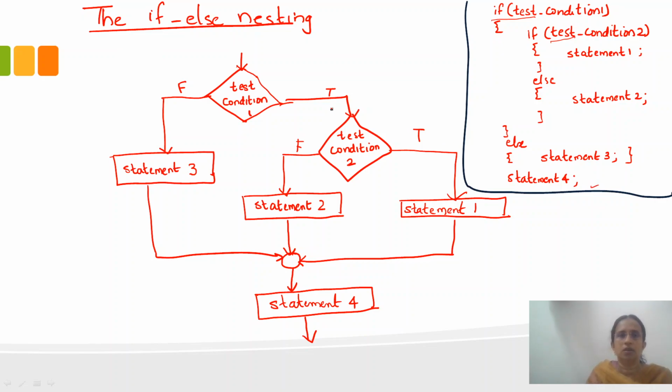See how we can write the flowchart. First check test condition 1. If it is true, we go to test condition 2. If it is true, statement 1 is executed. Otherwise, statement 2 is executed. Again, if the first condition is false, statement 3 is executed. And all of those come to statement 4. So this is the flowchart for this code.